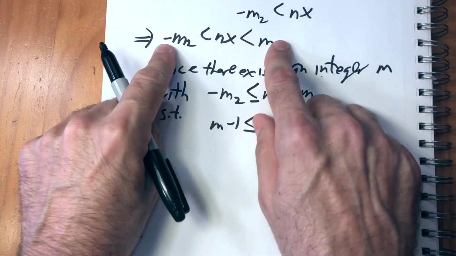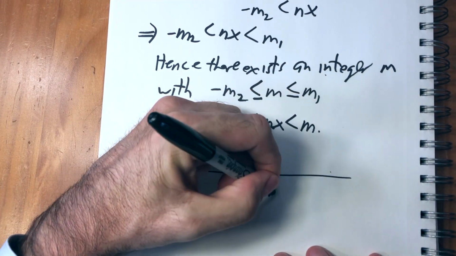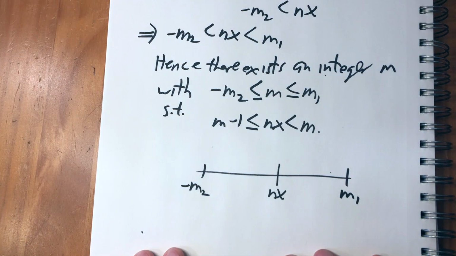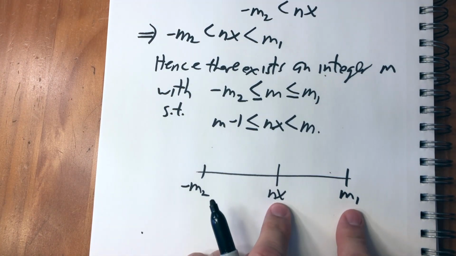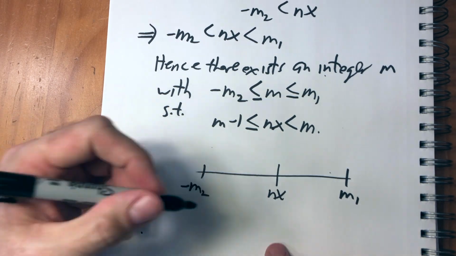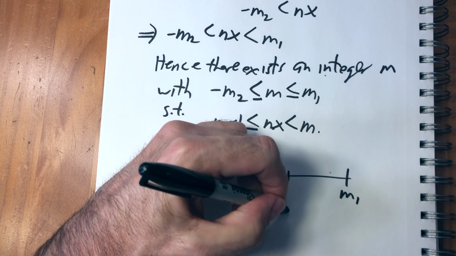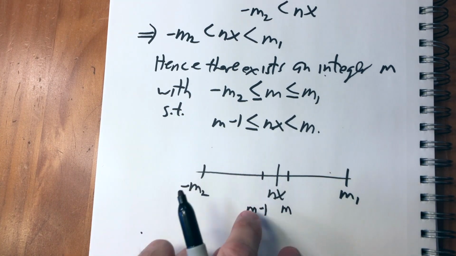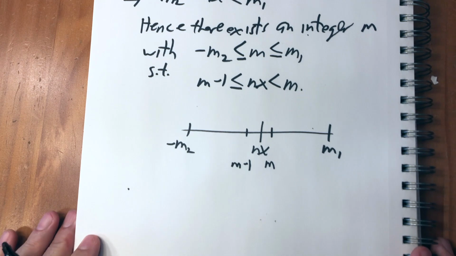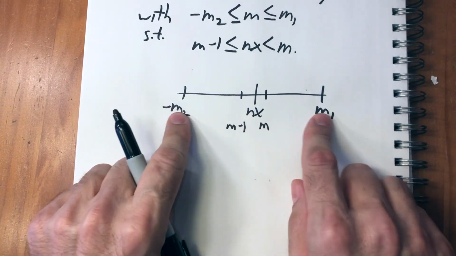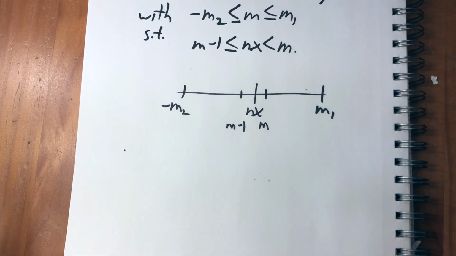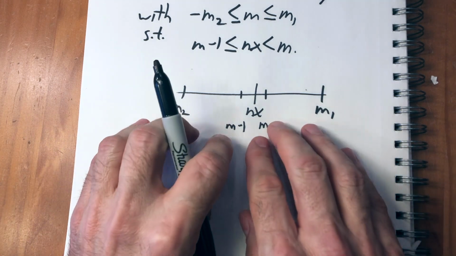So what he's saying here is that above we found that if nx is here, there's some number over here, minus m2. There's some other number up here, m1. And that if this is the case, so these are integers and nx is between them, then there has to be an m in here somewhere such that m is just to the right of nx and m minus 1 is just to the left of nx. In other words, nx falls somewhere between two integers. Now, if you think about it, you can see that that's definitely true because the nx has to be in there somewhere. But this is completely unjustified from anything that we've learned so far. We've learned nothing about the natural numbers or the integers that would allow us to say this.